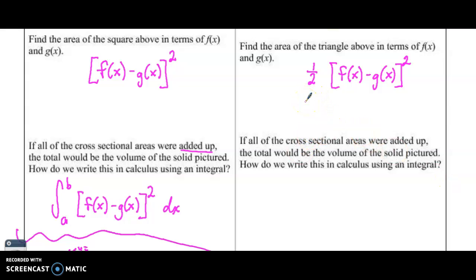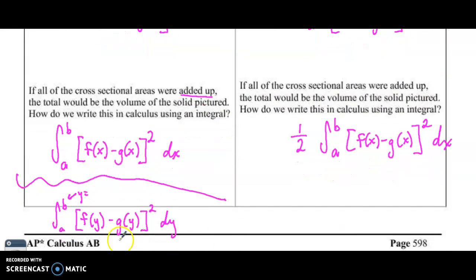Now, as far as an integral goes, the only thing that's different, just like when we did revolving around the axis, the pi went in front. Well, in this case, 1/2 goes in front. The integral from a to b of 1/2 times f of x minus g of x squared dx. And that's for perpendicular to the x-axis. If it was perpendicular to the y-axis, it would be something similar to this.